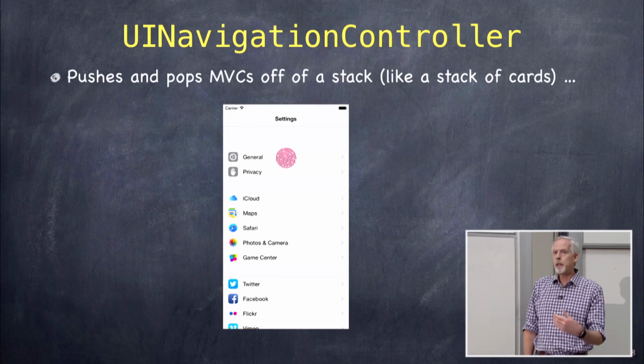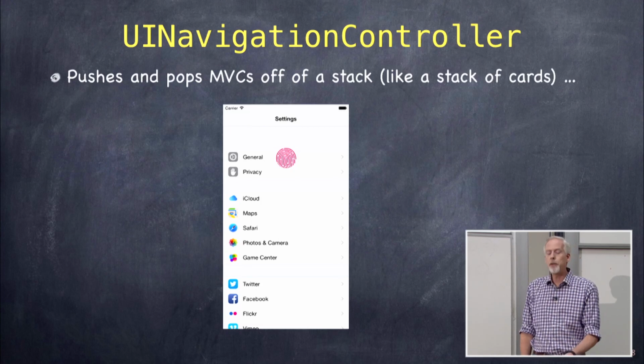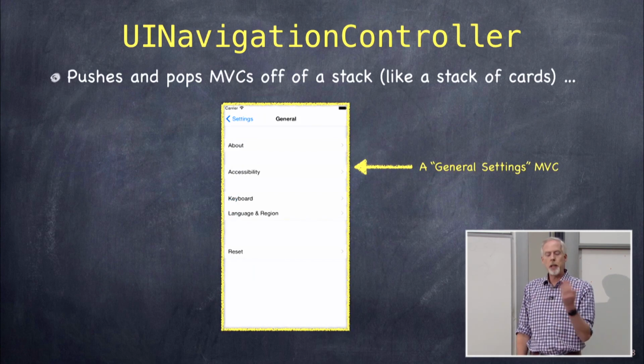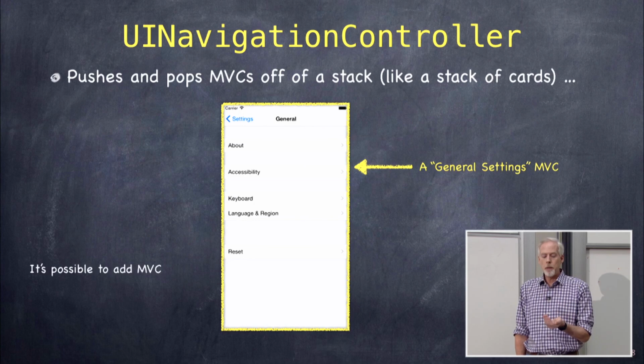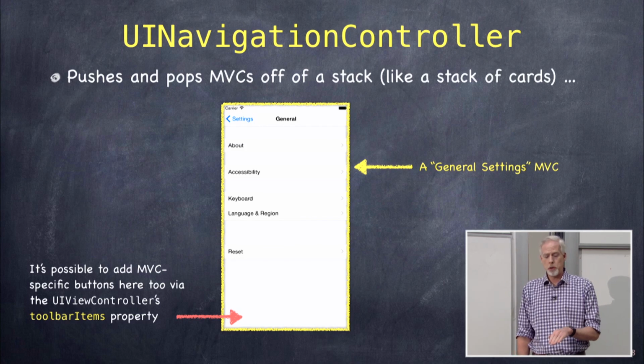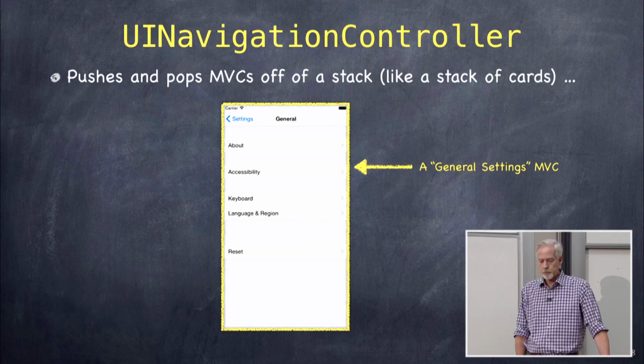So if I then click on something, this is a table view here. We'll talk about table views next week or the week after. If I click on something here, then a new MVC slides in, animates in on top. Now there are two cards on this stack: the all settings one, which is now behind, we can't see it, and this new one that's on top. By the way, you can also have toolbar items at the bottom using the toolbarItems of a view controller. Those toolbar items would come and go as new ones come on the stack.